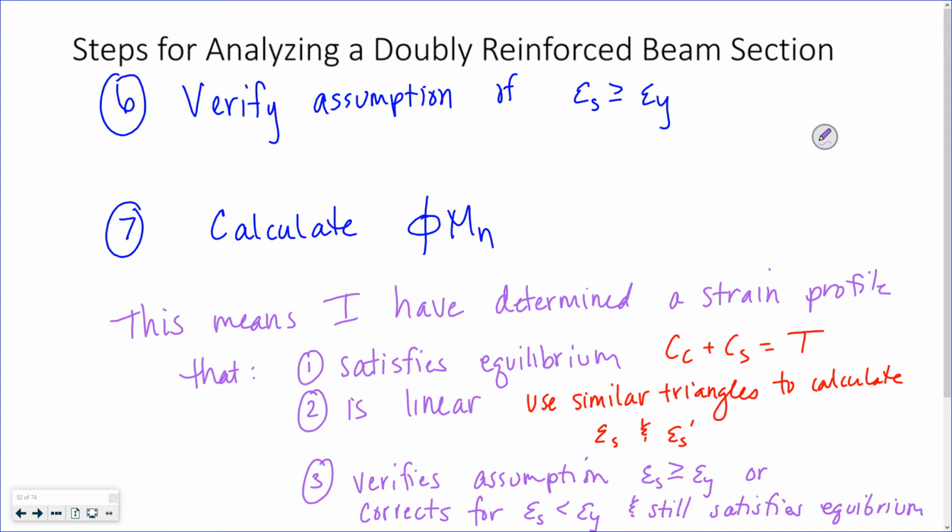And I've made this assumption that my steel has yielded, my tensile steel has yielded. If it has not, I need to go back and make sure that I have a strain profile that accounts for it and still satisfies equilibrium. So these are kind of all the big concepts that work together. If you understand what this slide is talking about, you're good to go. If you don't, let me know.